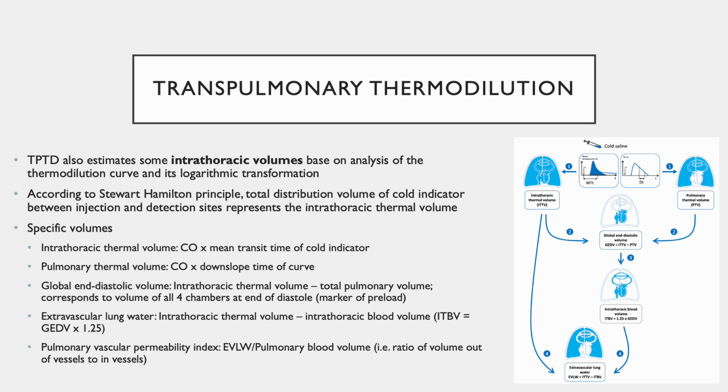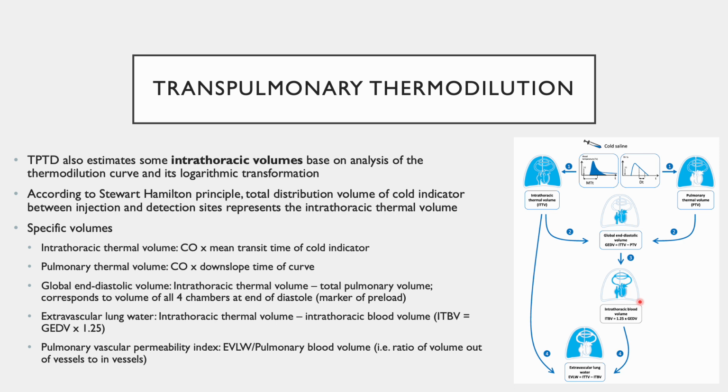Additionally, transpulmonary thermodilution also allows for derivation of intrathoracic volumes, which provide additional hemodynamic insight. The diagram shown here on the right explains how these different volumes are obtained. The two directly derived volumes are the intrathoracic thermal volume, which is derived from the mean transit time, and the pulmonary thermal volume, which is derived from the downslope time of the transpulmonary thermodilution curve. Thereafter, global end diastolic volume is calculated as the difference between ITTV and PTV.